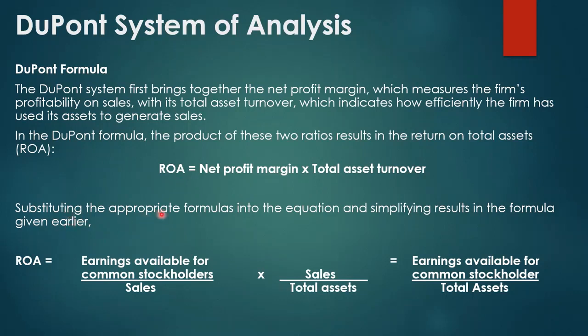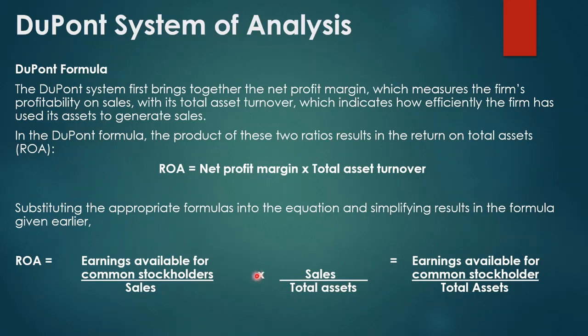Now with this, substituting the appropriate formulas into the equation and simplifying results in the formula given earlier, ito. ROA is equal to earnings available for common stockholders, or net income, kumbaga, net income after the share of the preference dividend, divided by sales, or as you know, net sales, times net sales divided by total assets. So, ito si net profit margin, kung maalala nyo, ito si total asset turnover.